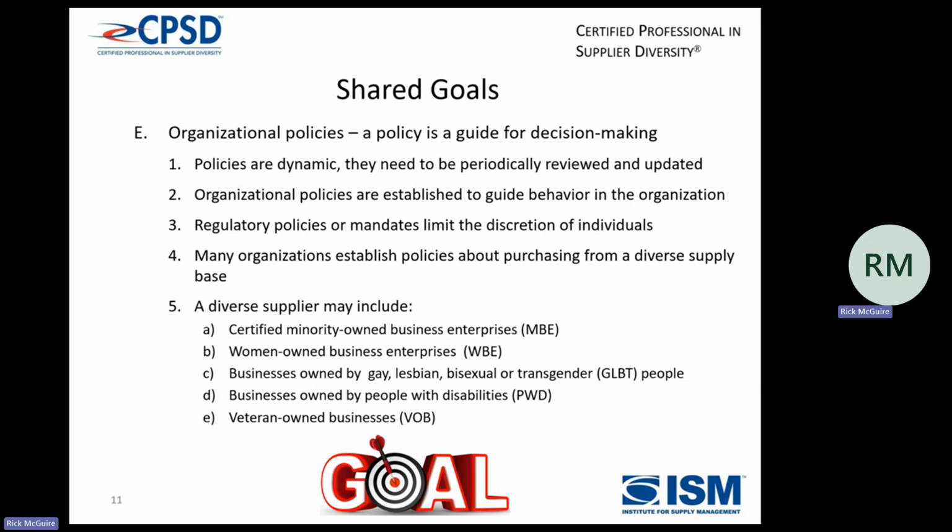Organizational policies. Policy is a guide for decision making. Policies are dynamic. They need to be periodically reviewed and updated. And organizational policies are established to guide behavior in the organization. This is why we have policies. Regulatory policies or mandates limit the discretion of individuals. Those usually come from the government.